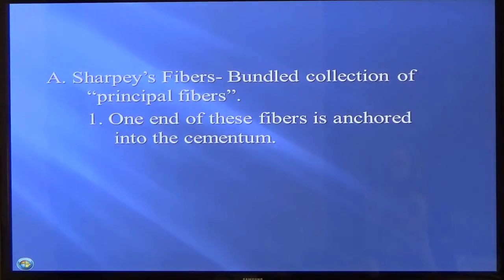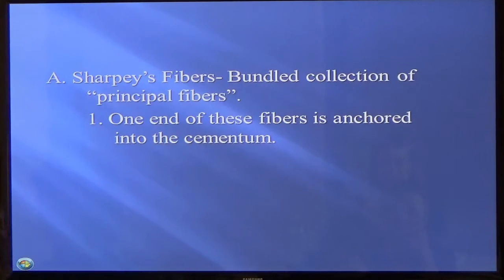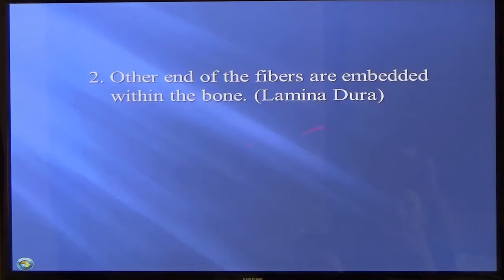Okay. Now Sharpey's fibers are basically the periodontal ligament fibers. It's a collection of them. Kind of think of my arm as the main fiber. And here's the cortical plate, or the cementum, and I'm attaching to it. So a collection of fibers that are just kind of going into the tooth, and that's how it grabs on, okay? So it's just the anchors. So the other end is embedded in the bone.